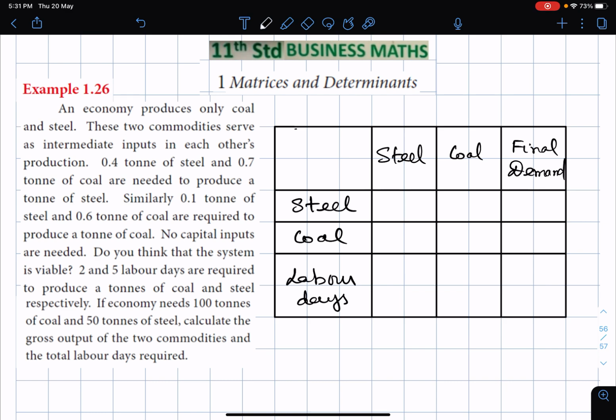We are going to do example 1.26. They have given a word problem and we have to form the table. I have drawn the table already, so we'll see what we are going to do in the table.